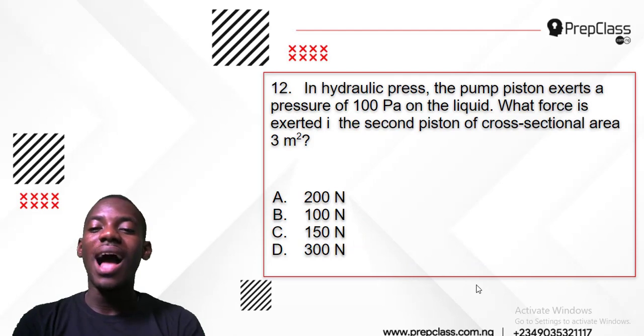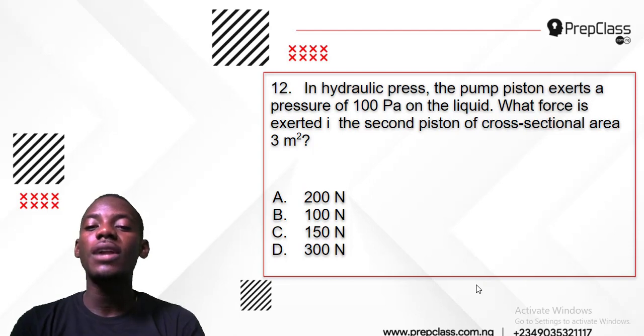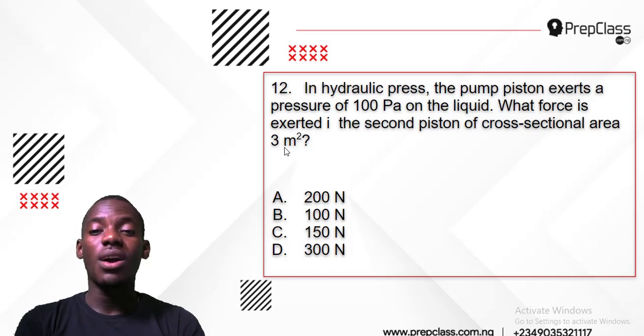Number 12. In a hydraulic press, the pump piston exerts a pressure of 100 Pascal on the liquid. What force is exerted if the second piston is of cross-sectional area 3 meters squared? Now here you have pressure, 100 Pascal, and you have area, 3 meters squared. Can you remember the pressure formula?